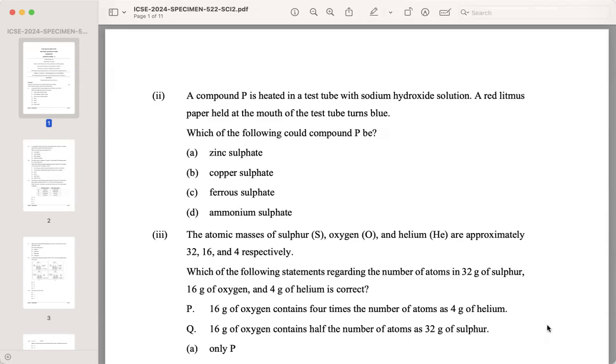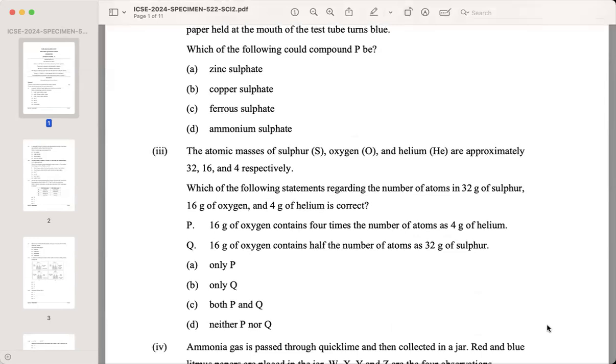Now, for the third part, it is saying the atomic masses of sulfur, oxygen, and helium are approximately 32, 16, and 4 respectively. Which of the following statements regarding the number of atoms in 32 grams of sulfur, 16 grams of oxygen, and 4 grams of helium is correct? And for this, the answer is neither P nor Q.